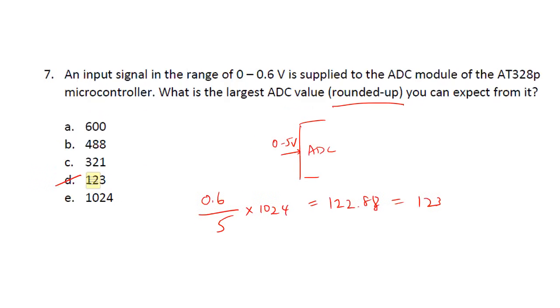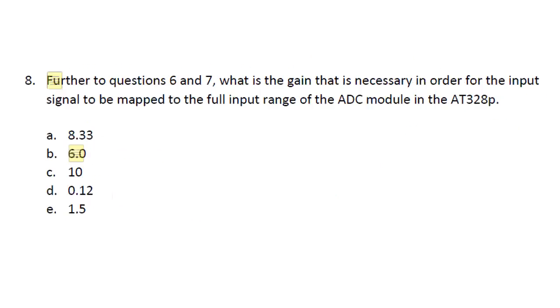Okay, so for question 8, what is the gain necessary in order for the input signal to be mapped to the full input range of the ADC module? What we are saying is we have a very small signal, 0 to 0.6, and we want to map it to a range of 0 to 5 volts, correct? So the gain that we require is 5 divided by 0.6, which is 8.33. So the answer here is A, 8.33.